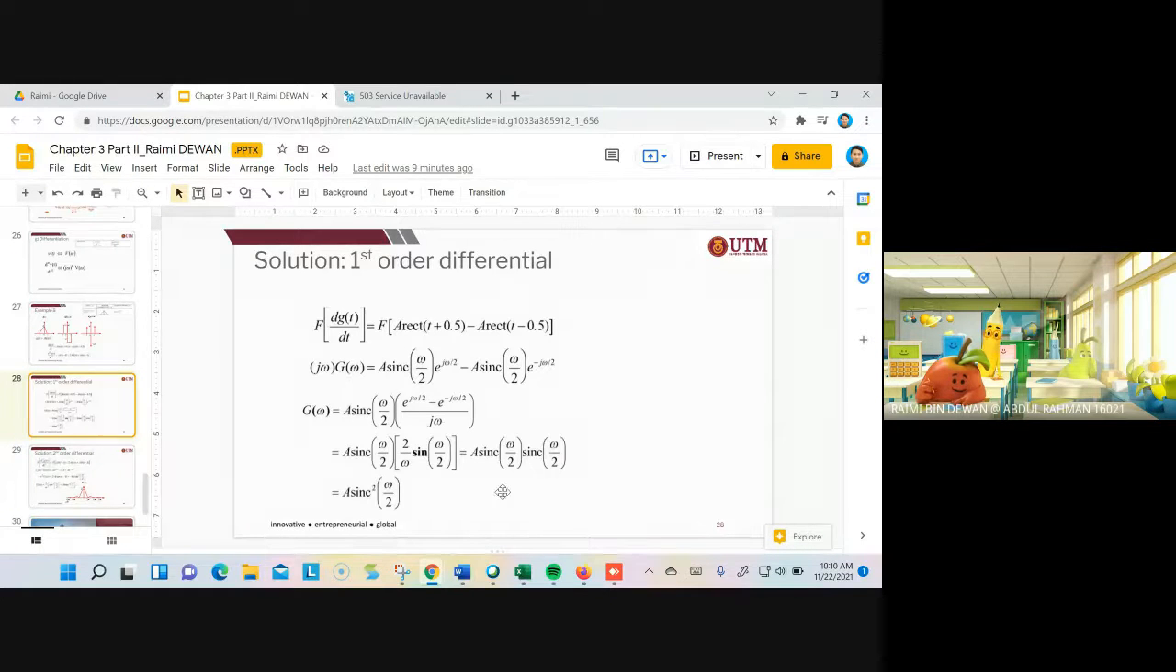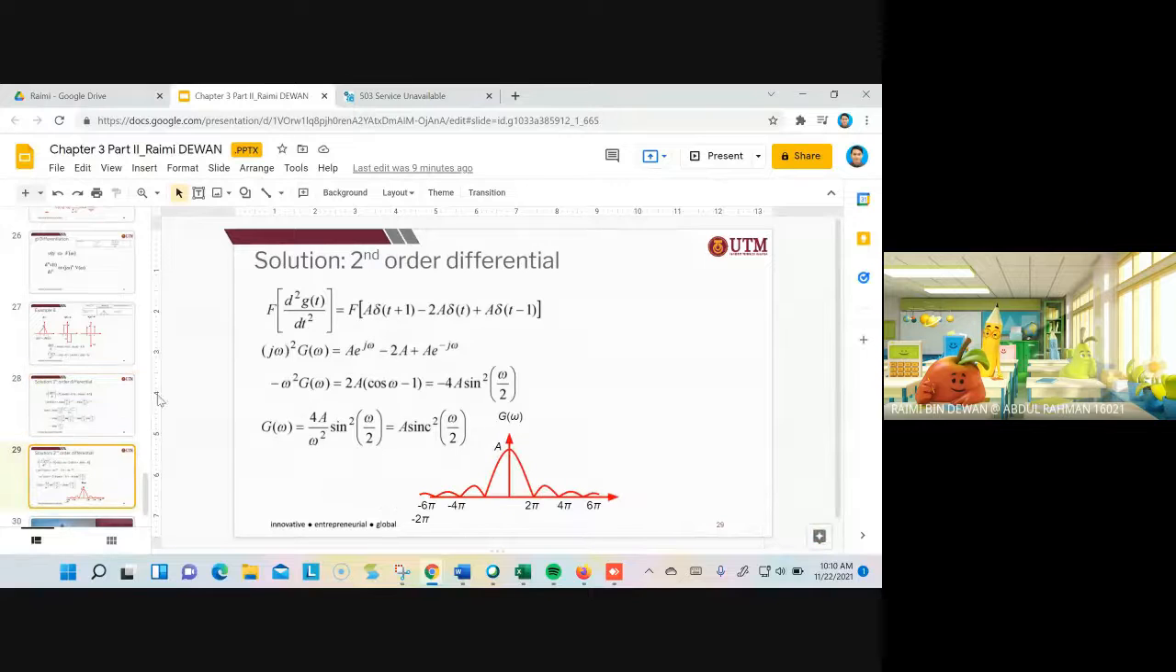Divide by j omega, divide by j omega. Otherwise, it's just like divide by omega square. You see here? Just divide by omega square. I think it's easier to say for second order. This is easier for second order.